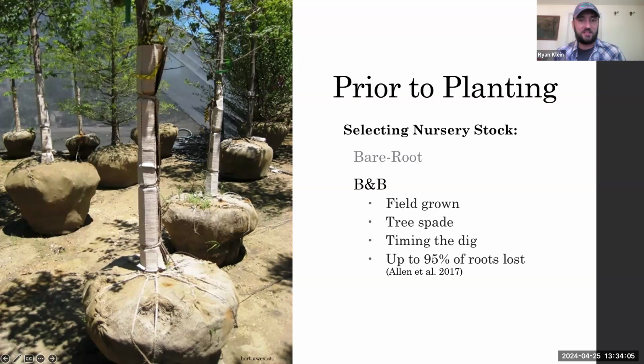There's been some studies done out there that, somewhere in the range of you're losing up to 95% of the root system when you're spading trees out for balled and burlap trees. And if you think about how far the roots can extend beyond the drip line, it kind of makes sense how much of that root system you're losing.